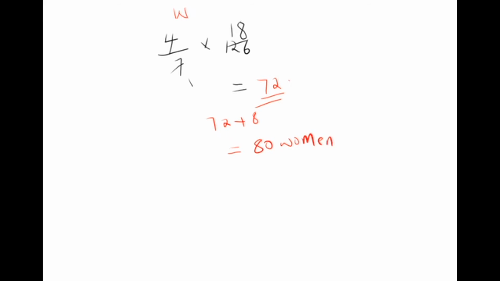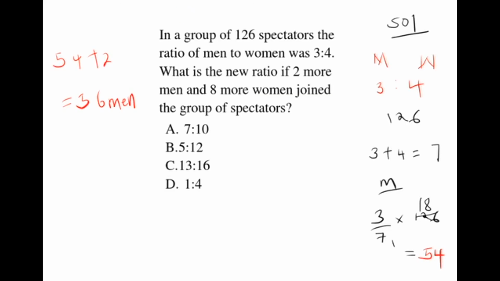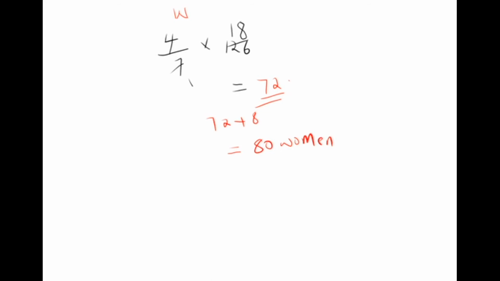Then we are asked to give the new ratio. Therefore, for us to get the new ratio, now we have 56 is to 80. Then we can express this in simplest form.